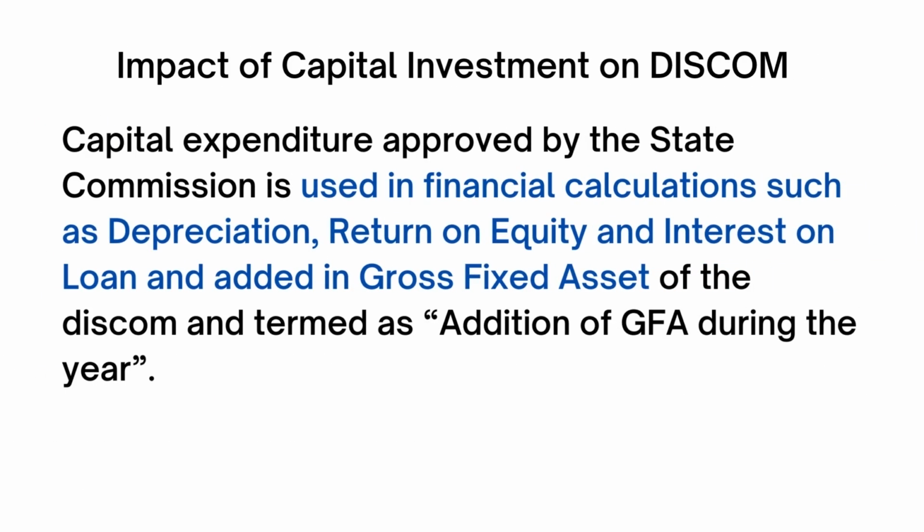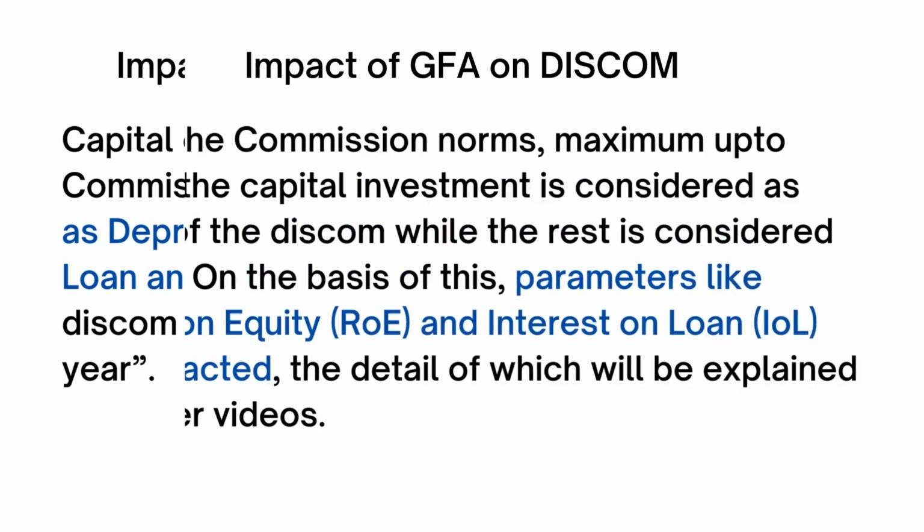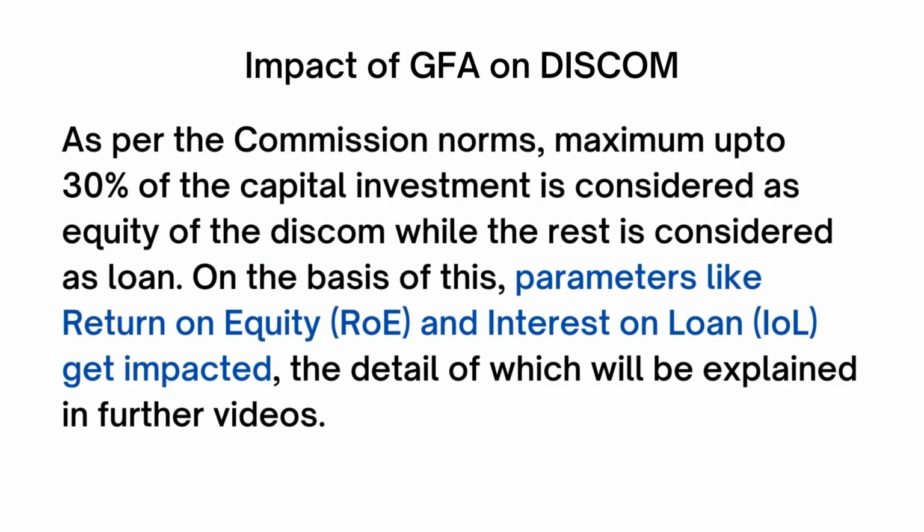Next, we try to understand the impact of capital investment on distribution companies. Capital expenditure approved by the State Commission is used in financial calculations such as depreciation, return on equity, and interest on loan and added in gross fixed asset of the distribution companies and termed as addition of gross fixed assets during the year.